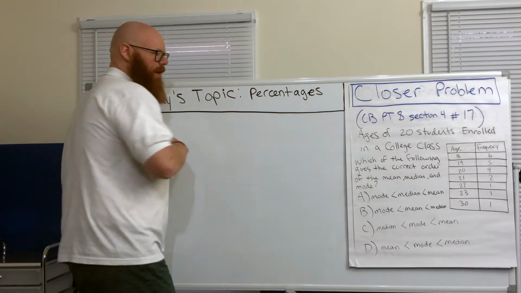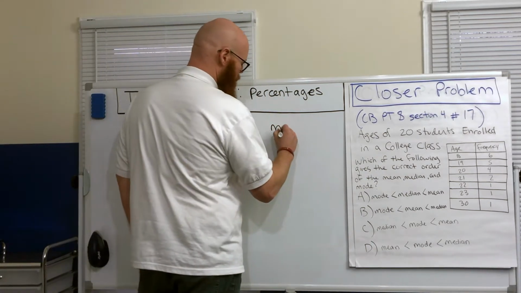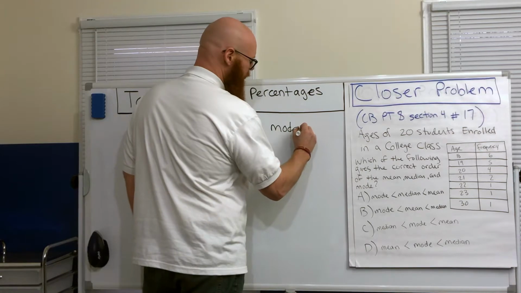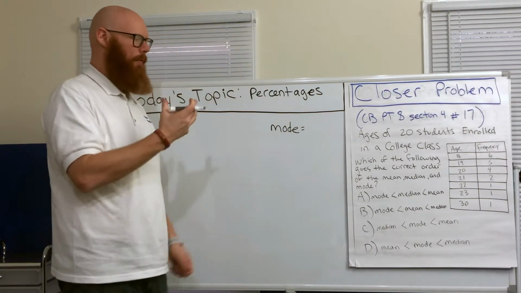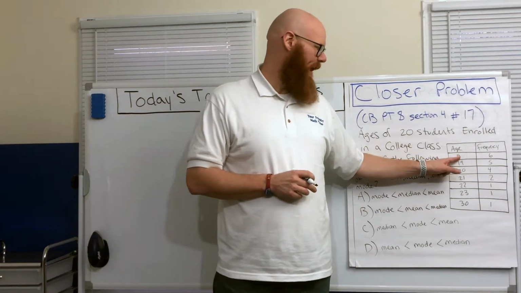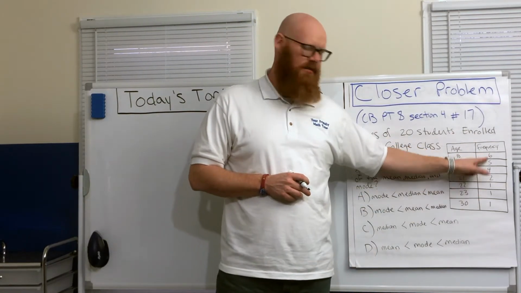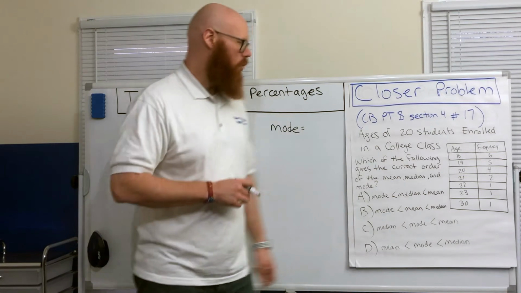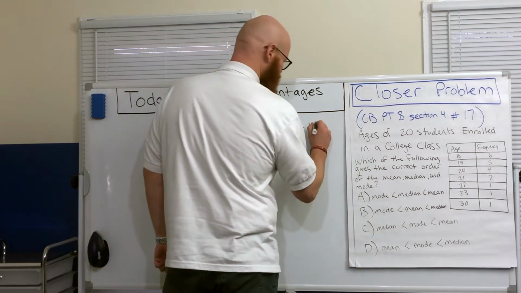So the easiest thing to find in a frequency table is the mode. That is just defined as the number or the data point that shows up the most. And in this case, it's clearly 18 because 6 is the highest of all the frequencies. So our mode must be 18.